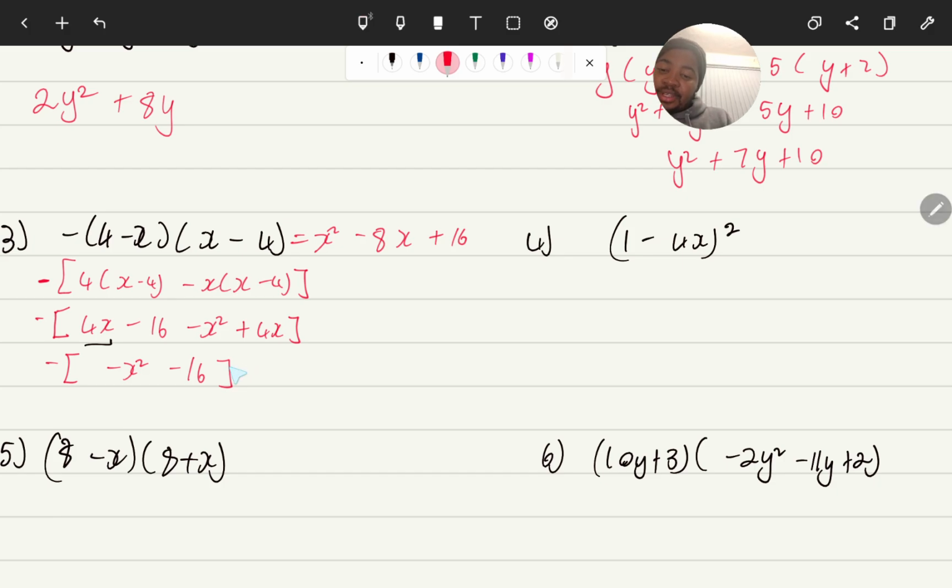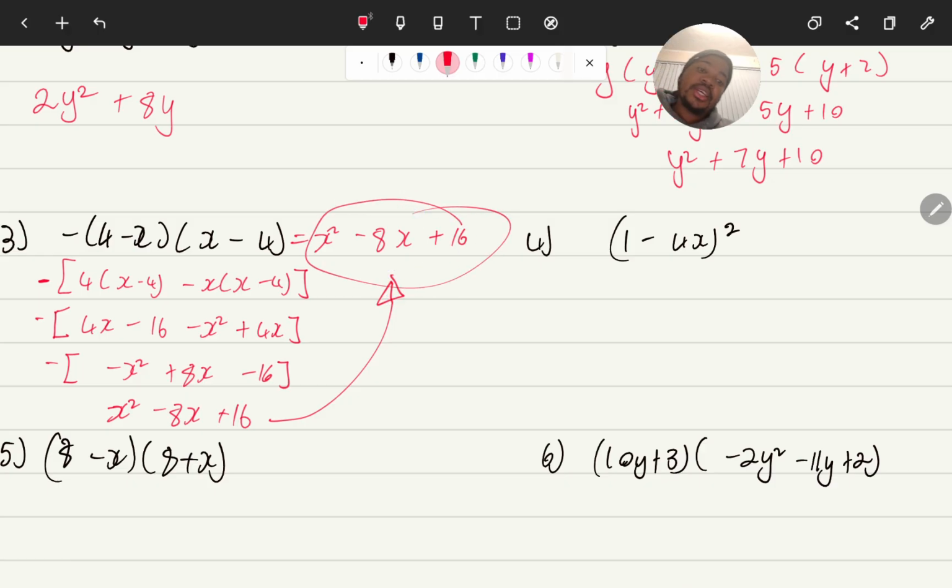So now, after I have done all of that, these beautiful numbers, they're going to be plus 8x, then we have minus 16. So now when we multiply by the negative sign, we have positive x squared minus 8x plus 16, which matches exactly the number we got when we used our shortcut. So the shortcut really works, right?